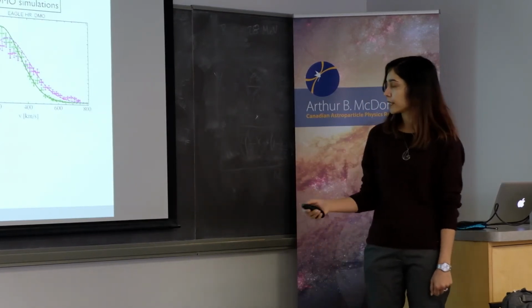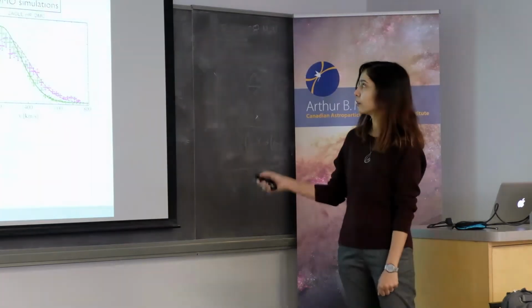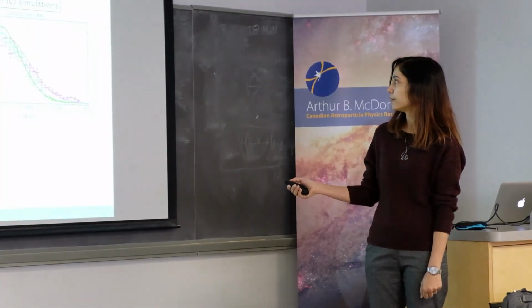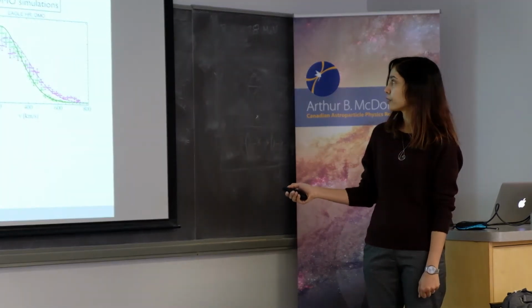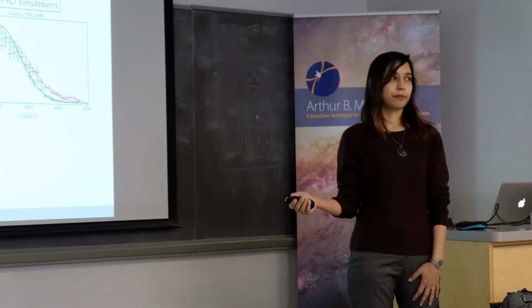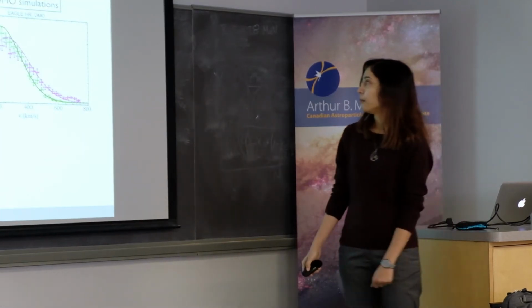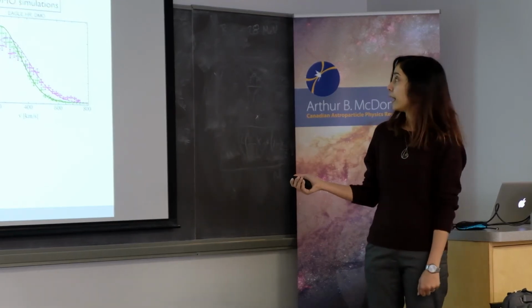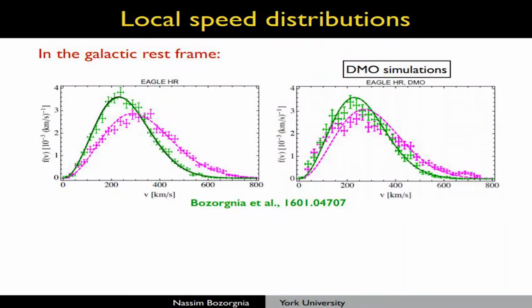Then we can see what happens to their dark matter only counterparts. And we see actually they don't fit a best fit Maxwellian distribution. So we see similar results to what were published in 2008 by other simulations like Aquarius, that you have these deficits at the peak and excess at low and high speeds.